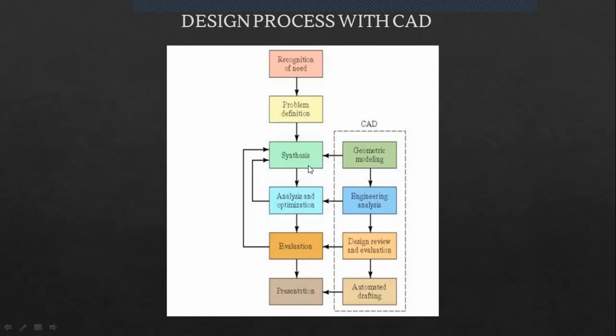But for the last four phases, for synthesis, we are using geometric modeling technology, right? 3D modeling software is what we are using, and that's what we will see. So these are all the things for which we will utilize computers: synthesis phase, analysis and optimization, evaluation, presentation, right?